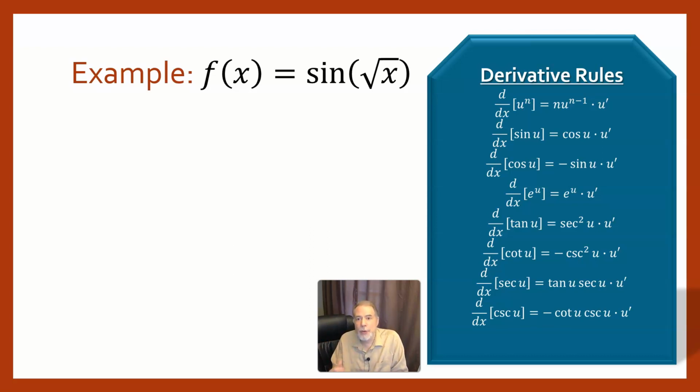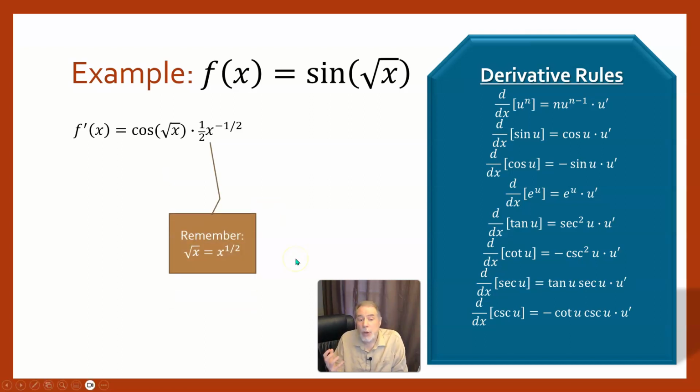And whenever you want the derivative of the sine of something, you're going to get the cosine of that something times the derivative of the something. So here that would be the cosine of square root of x times the derivative of square root of x. And remember, the square root of x is equivalent to x to the 1/2 power, so its derivative would be 1/2 times x to the 1/2 minus 1, or negative 1/2 power.